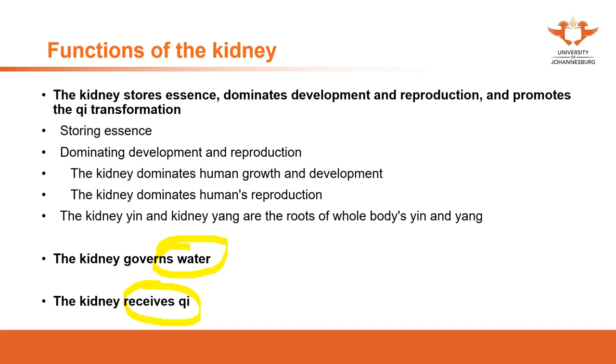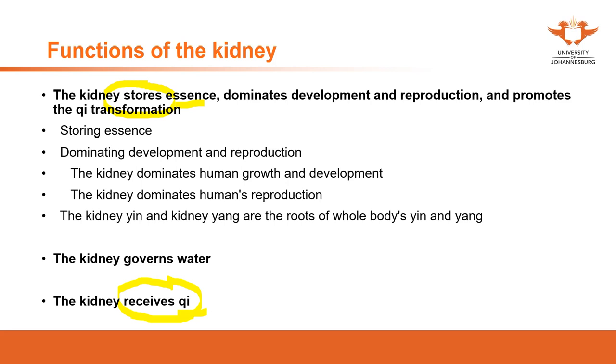In other situations, such as asthma, in the treatment of asthma, the patient always has shallow breathing. In this situation, our treatments will focus on the lung. We also will focus on the kidney. We try to recover the receiving function of the qi. These are the three main functions of the kidney. From these discussions, the storing function of the kidney is very important. Storing essence, storing the qi.